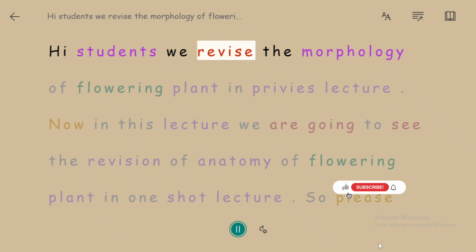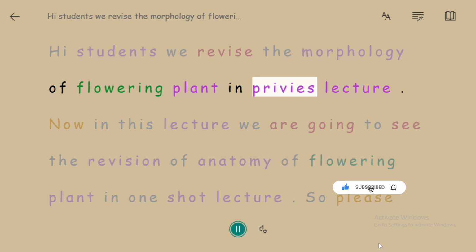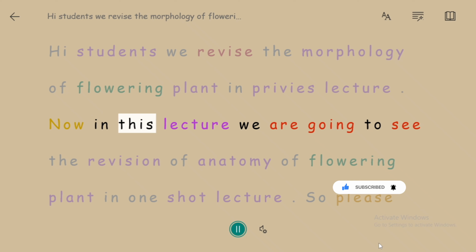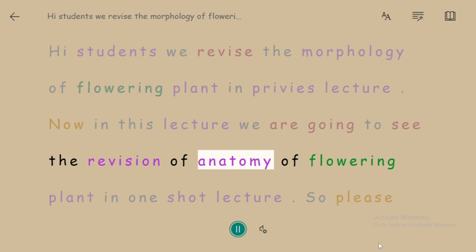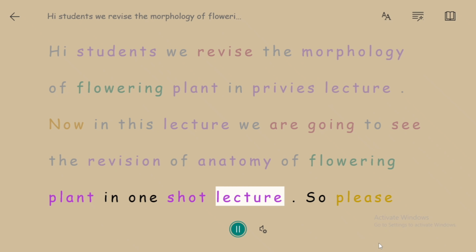Hi students, we revised the morphology of flowering plants in the previous lecture. Now in this lecture we are going to see the revision of anatomy of flowering plants in a one-shot lecture.